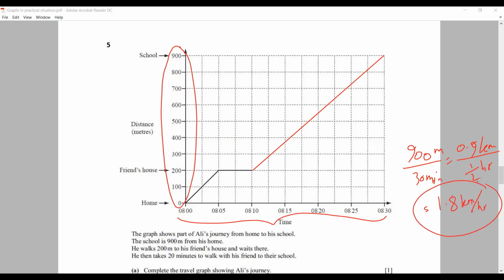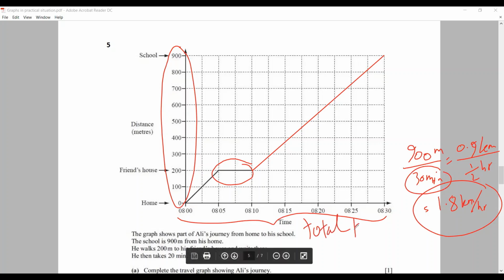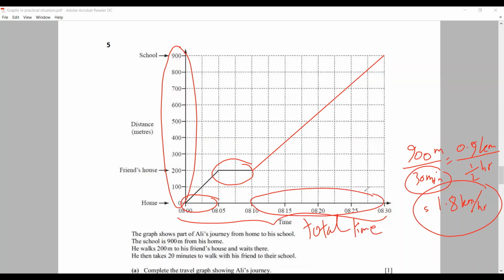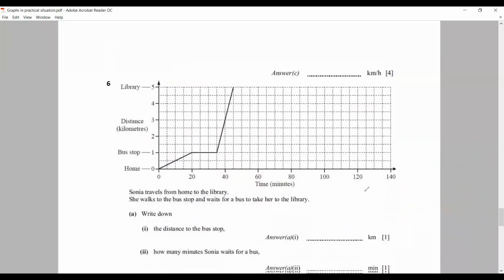All right. So average speed means total distance over total time, even those times that he made a stop. You have to include those times as well. So that's total time. Okay, be very careful. Don't just count the time that he was moving. Okay, moving on to the last question.